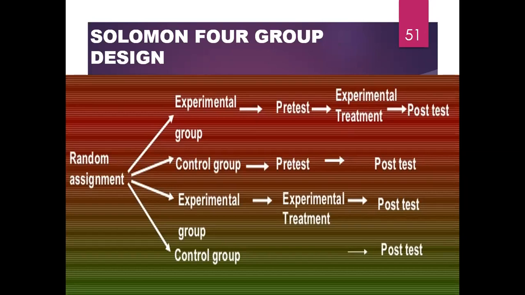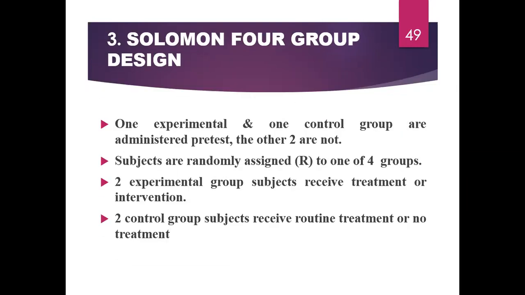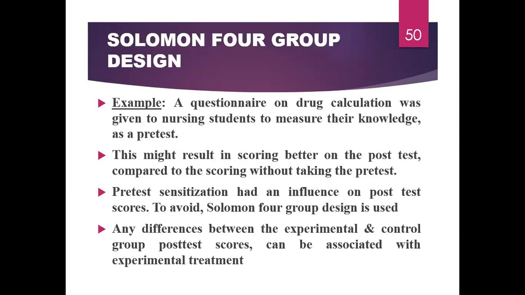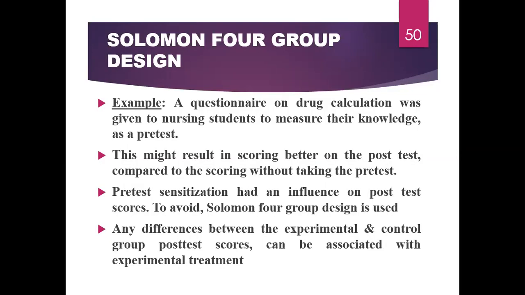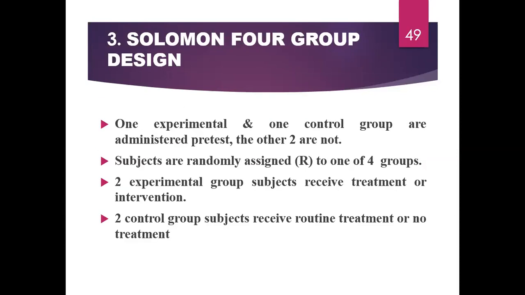First and the third experimental group, experimental treatment given to both the experimental groups. Control group subjects receive routine treatment or no treatment. So both the control groups receive no treatment, but post-test is conducted on all the 4 groups. Same subjects are exposed to more than one experimental treatment in a single research study. So this was about Solomon 4-group design.